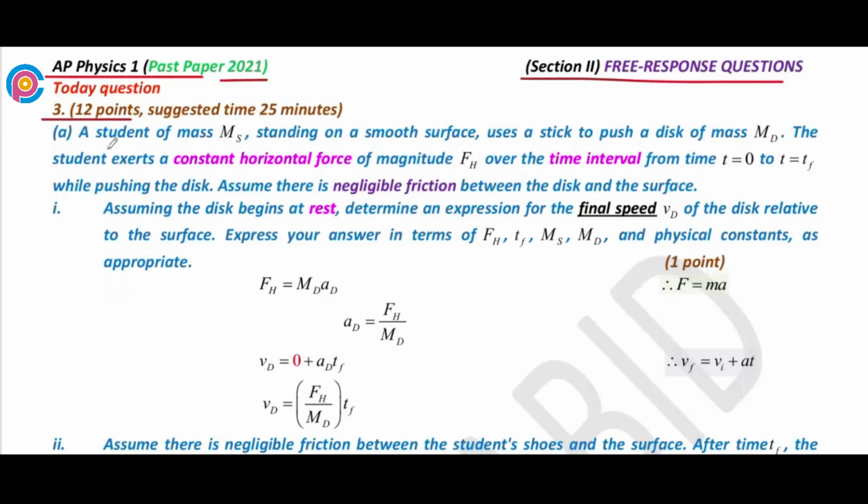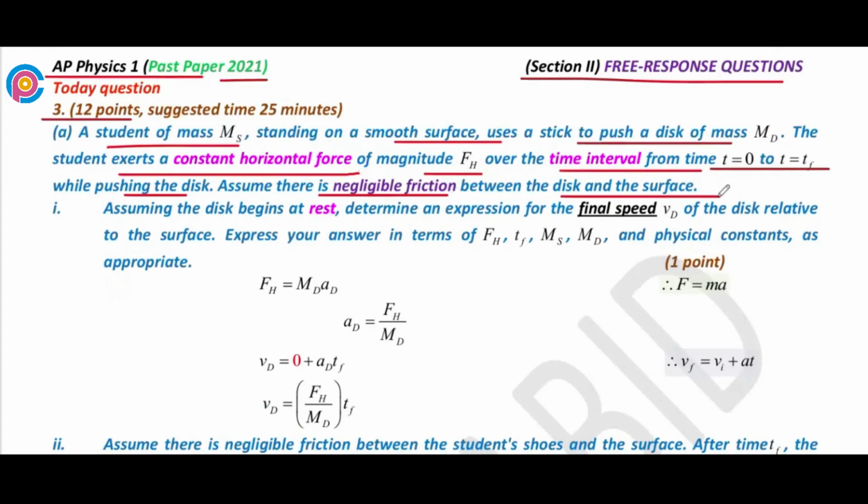In this question, a student of mass Ms standing on a smooth surface uses a stick to push the disk of mass Md. The student exerts a constant horizontal force of magnitude Fh over the time interval from time t0 to tf. While pushing the disk, assume there is negligible friction between the disk and the surface. Okay, this is the info provided.